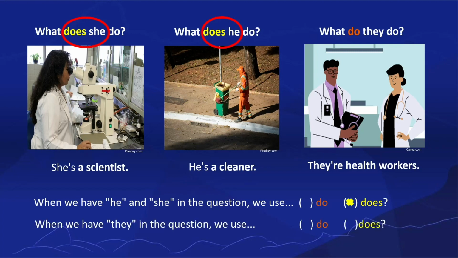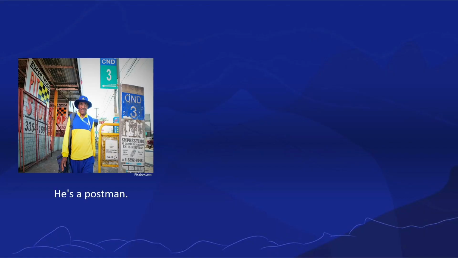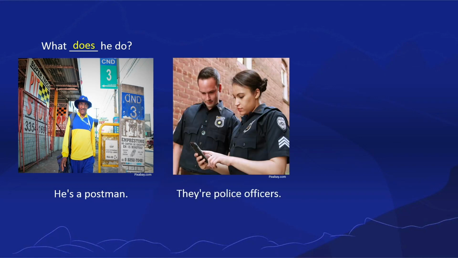When we have they in the question, we use do or does. Do. Well done. Now, let's practice. He's a postman. What is the question? What does he do? Now, let's go to the second image. They're police officers. What is the question?